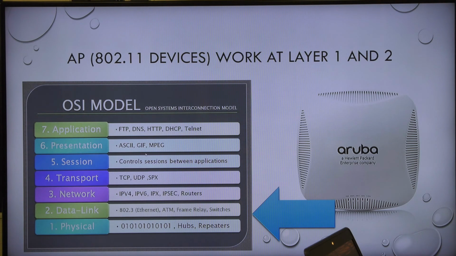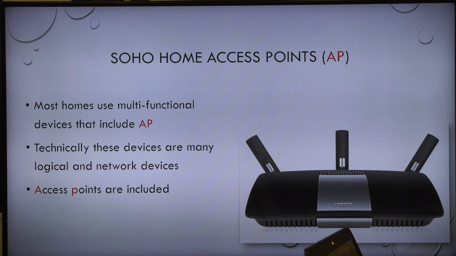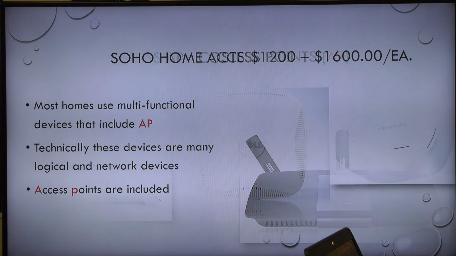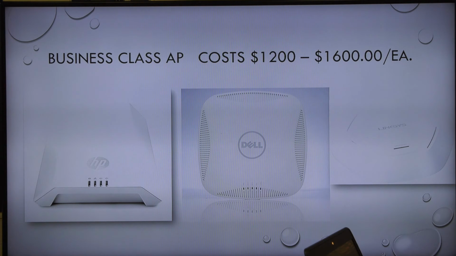And then, of course, this is the OSI model, and we're going to find that SOHO home access points are really just a part of a multifunction device. They're really not separate. This piece of equipment is very complex, and it has lots. Technically, these devices are mini logical network devices, but they do include, most of you, I beat you to death with that concept.